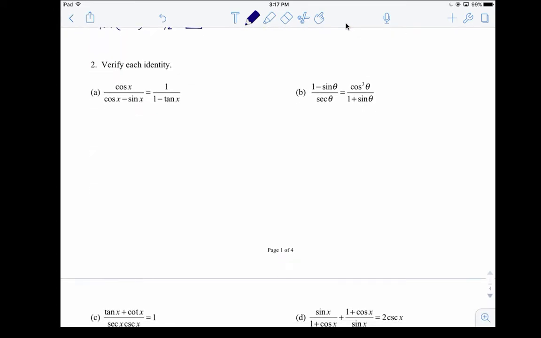Okay, now the next part, you're just doing identities. So the big thing with these is you really just want to not mess with, but just really work with one side. You're trying to show that the one side is the same thing as the other.